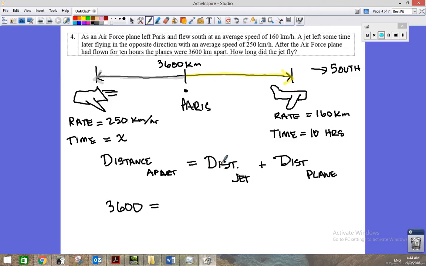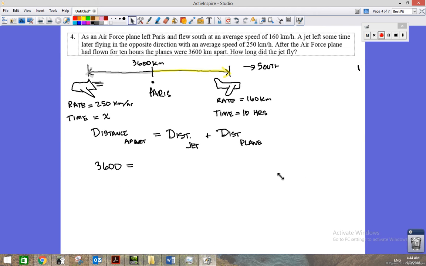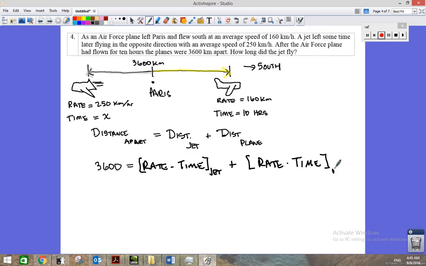Now, we don't know the distance of the jet, but we do know that distance is equivalent to rate times time. So I've got the rate times the time for the jet plus the rate times the time for the plane.